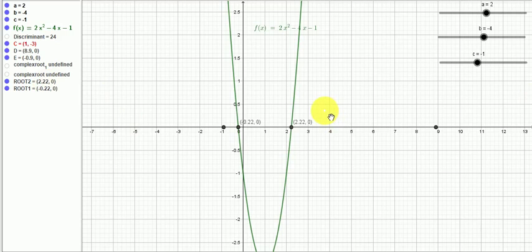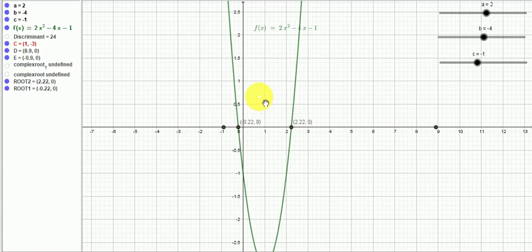Now let us take an example of imaginary roots. Let us take an example of a quadratic equation where the roots are imaginary. So till now what we observed is that if D is equal to 0, the parabola will touch the x-axis at 1 point. D equal to 0 means there are equal roots. So in that case the parabola will touch the x-axis at 1 point.